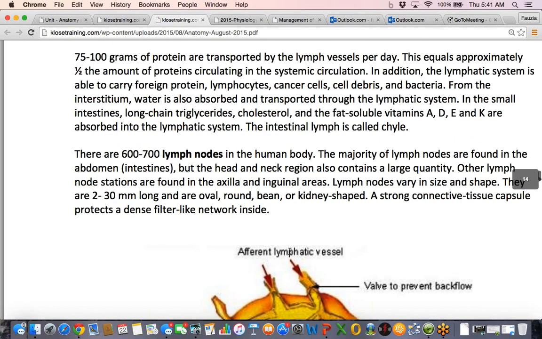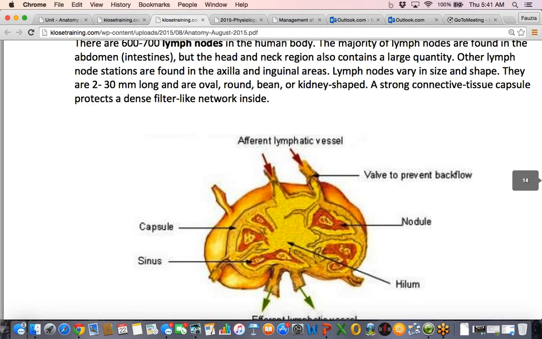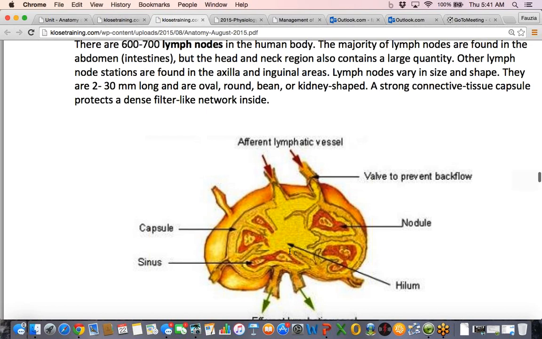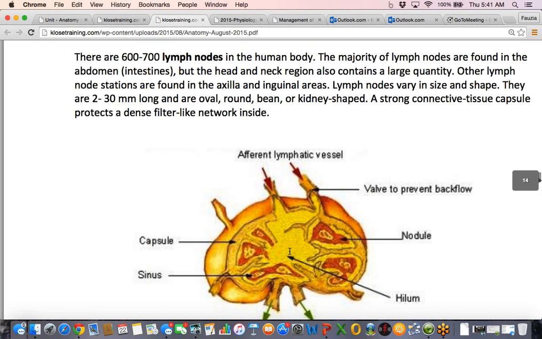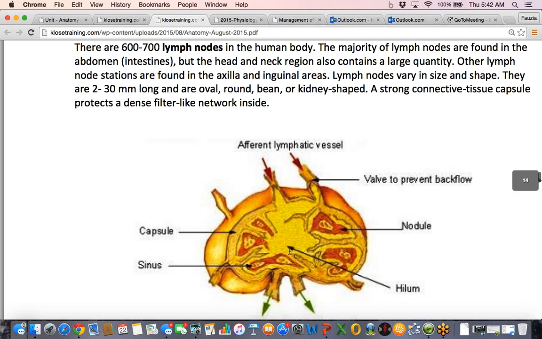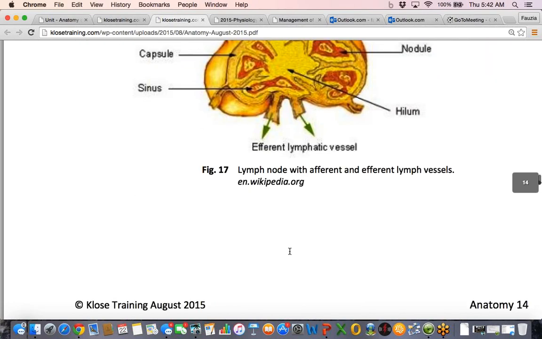There are about 600 to 700 lymph nodes in the human body, and these lymph nodes are an area where we're going to be concentrating the proteins that are in the lymph, and we're trying to filter the lymph and expose the lymphatic fluid to our lymphocytes, which are located in the lymph nodes. Those lymphocytes will break down any waste products, bacteria, or cancer cells, and try to get rid of some of the extra waste that is in the lymph fluid.